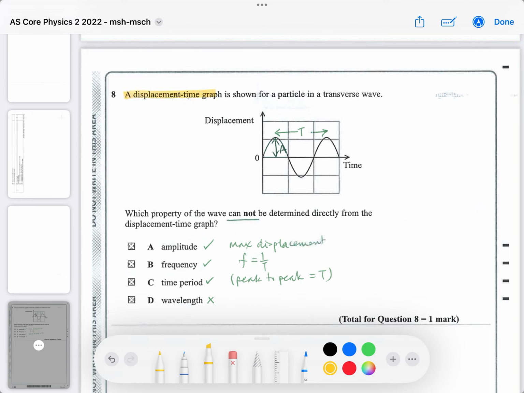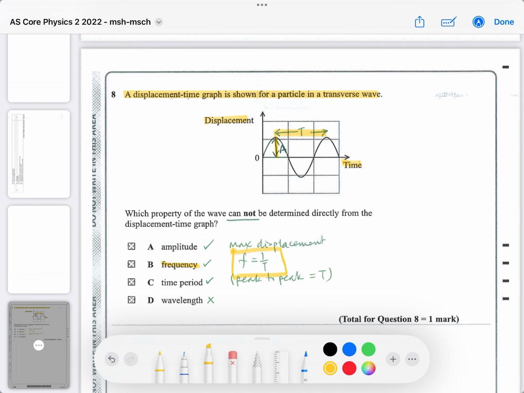So 8 is a displacement time graph for a particle in a transverse wave. If it's a displacement time graph, you can work out the peak-to-peak distance is the period, the amplitude is the height of the wave, and you can work out the frequency using f equals 1 over T.